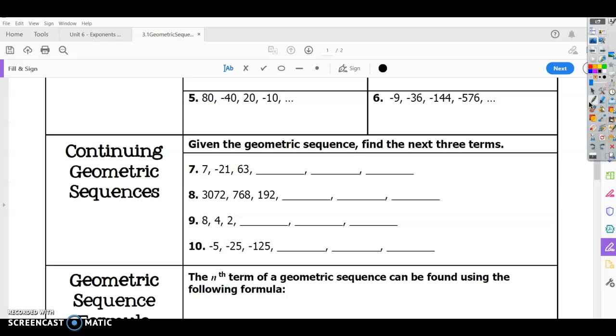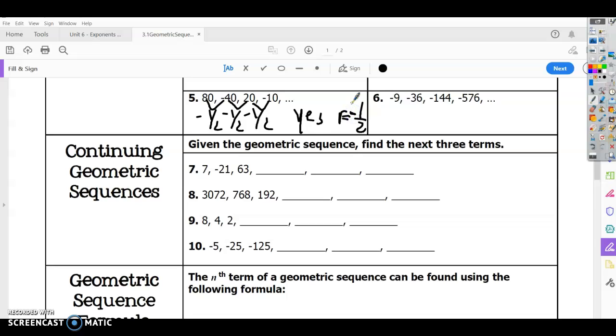All right, I've moved it up a little bit so that we can see the next 2 examples. If you look at example 5, we're going to say negative 10 divided by 20 is negative 1/2. 20 divided by negative 40 is negative 1/2, and negative 40 divided by 80 is negative 1/2. So this one is geometric, and the common ratio is negative 1/2.